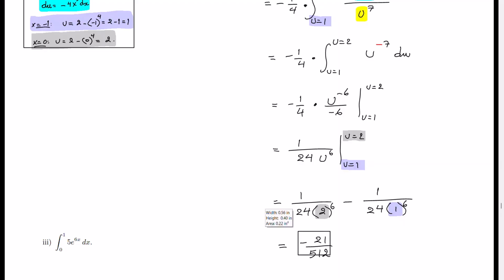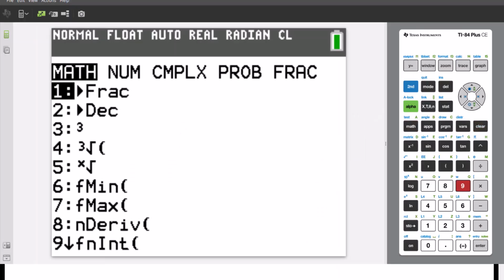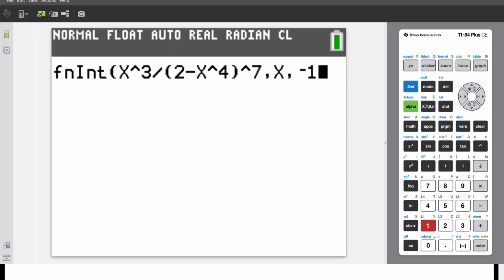So let's confirm that this is correct by actually putting it into our calculator. So this is our calculator with math 9. That's how we begin. On the numerator, I have x to the power of 3. On the denominator, I have a quantity, which is 2 minus x to the power of 4, all raised to the power of 7. So this is the expression that I'm working with, and the variable I used was x. The lower bound that I used was negative 1, and the upper bound that I used was 0.